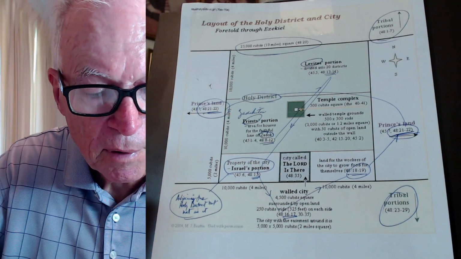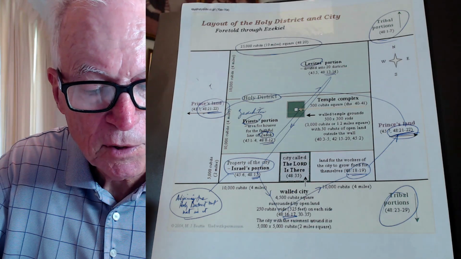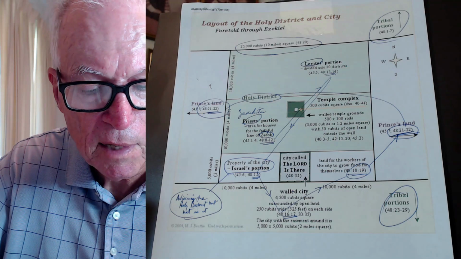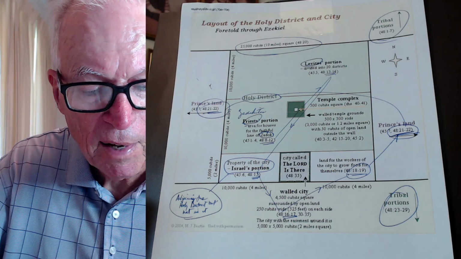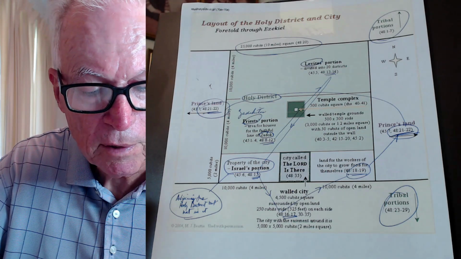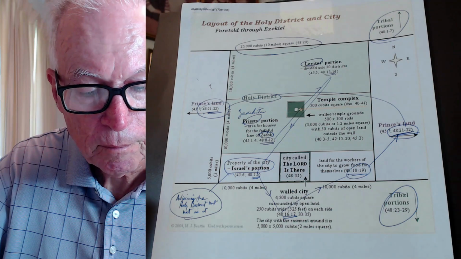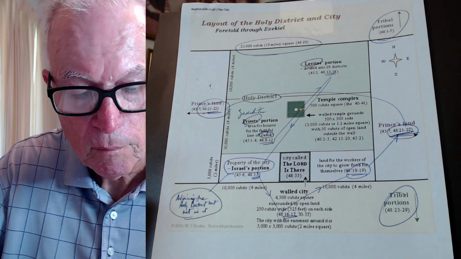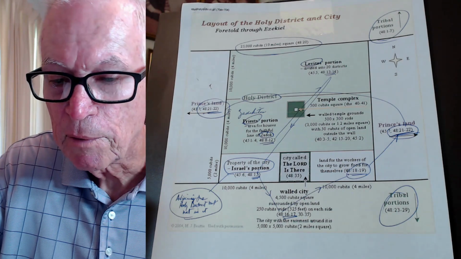Then you come to verse 13. Alongside the territory of the priests, the Levites will have an allotment 25,000 by 10,000. Its total length will be 25,000 cubits and width 10,000 cubits. Then verse 14. This is interesting.